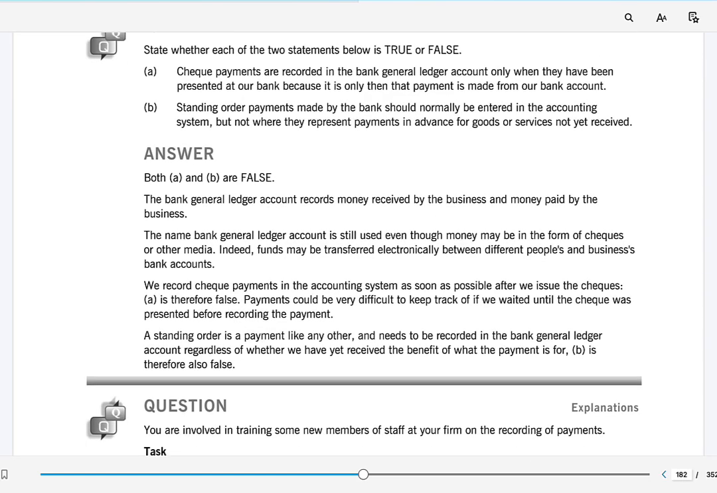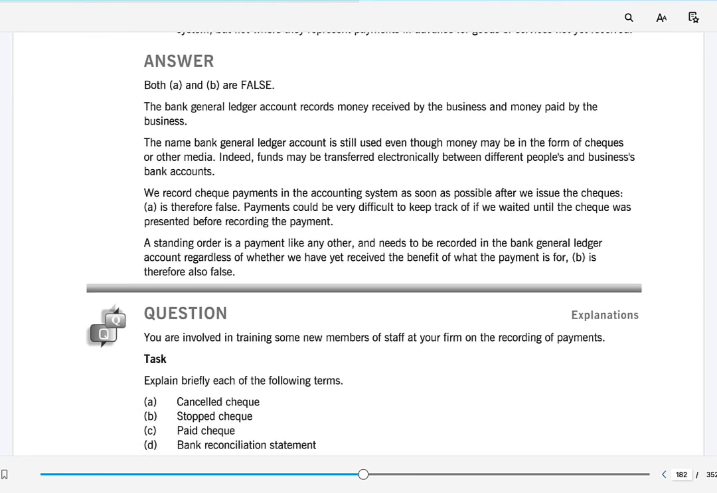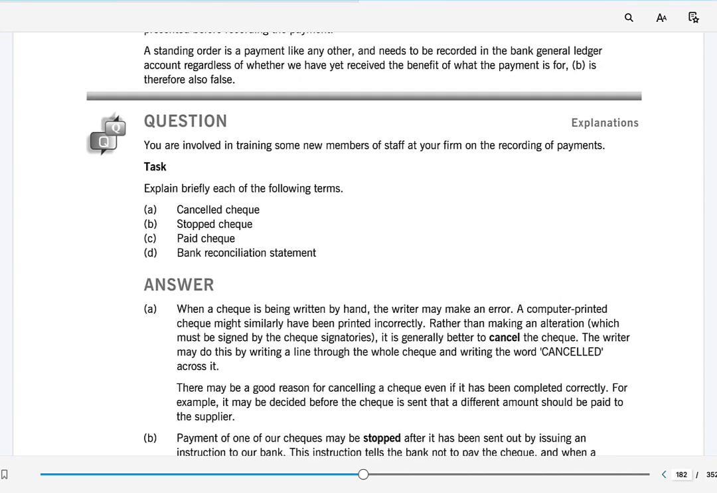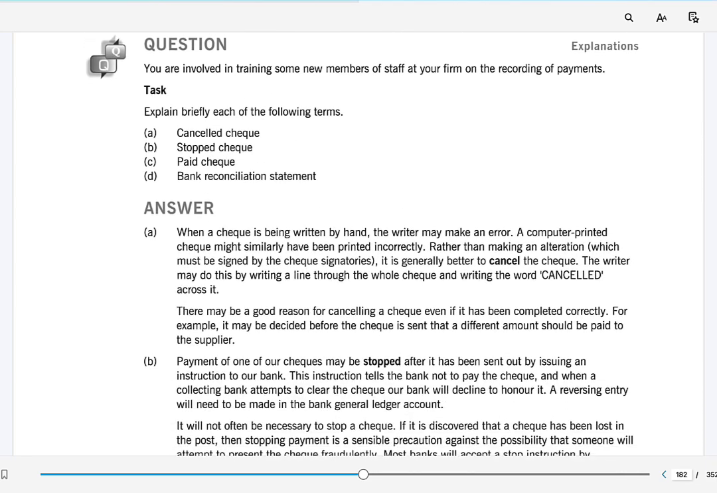Second question. The second question says something like this. You are training new staff in your firm on the recording of payments. The task is, explain briefly each of these terms. A. Canceled check. B. Stopped check. C. Paid check. D. Bank reconciliation statement. So what is the examiner testing here? They are testing your practical understanding. They want to know if you understand these words, because these words are used in real offices every day. And if you do not understand them, you can easily record payments incorrectly.